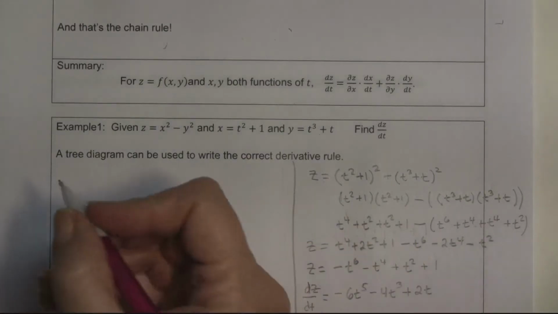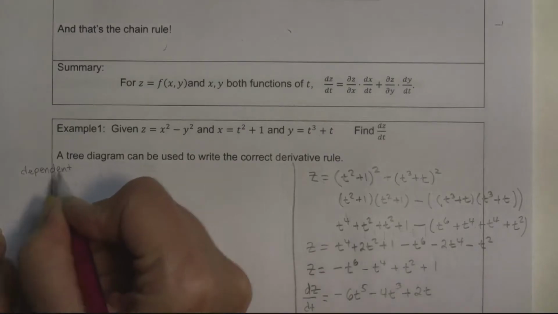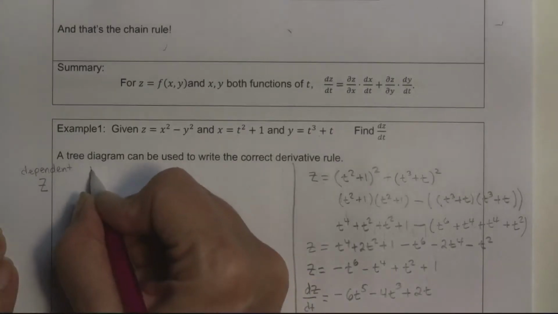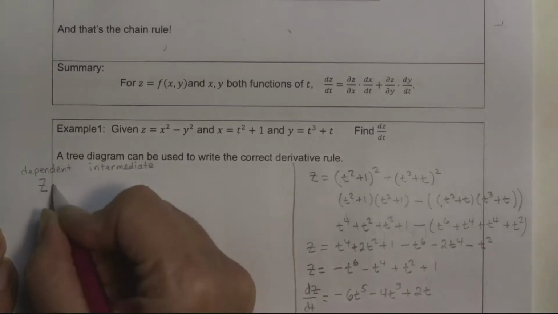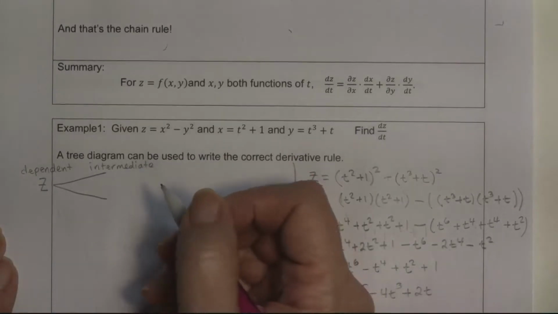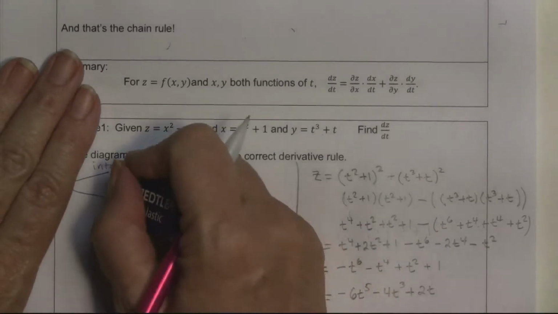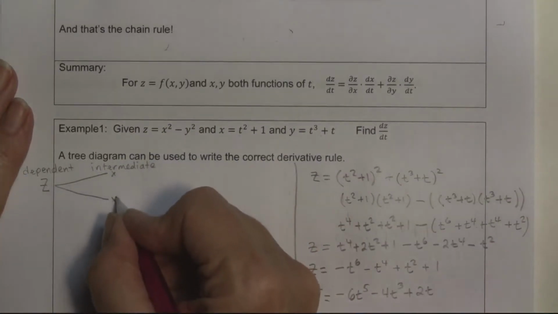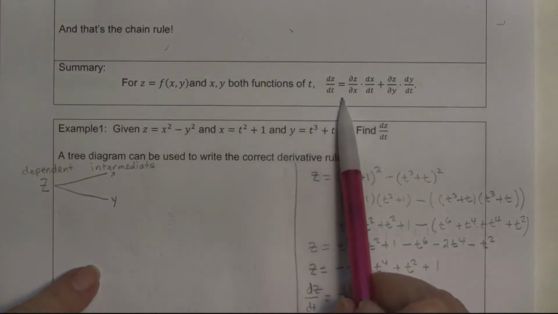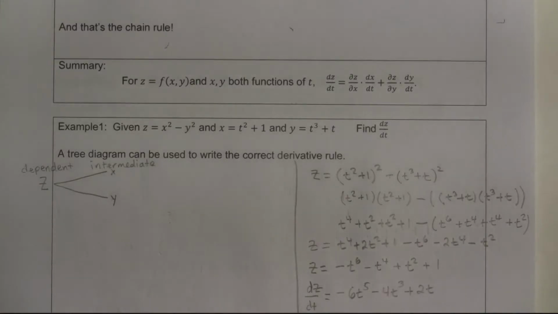So what you do is you put your dependent variable, which is z, over here, and then you put your intermediate variables, which are x and y. I was taught to draw it on its side, x and y, and I know that the book draws it up and down, but it's the same idea. It doesn't matter. We're just going to be following the branches of the tree. And because I want to write it out horizontally, that's how I was taught to do it.